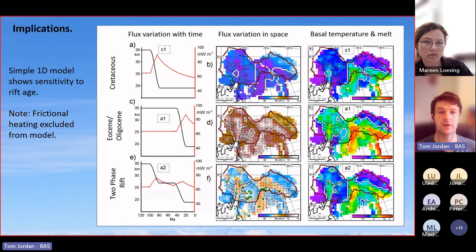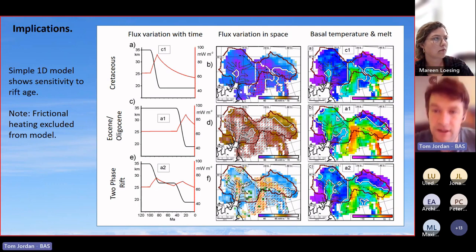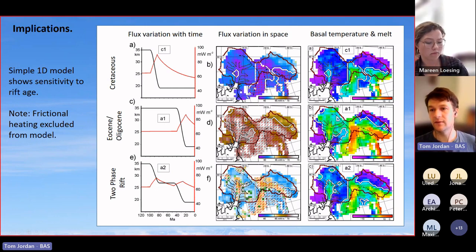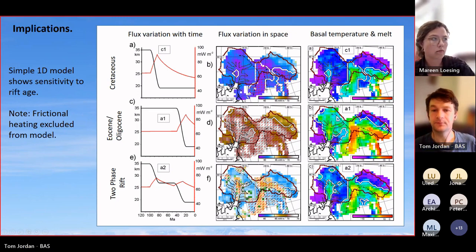But the problem that I came up against was that it depended on when rifting had happened. So in that top line where you've got Cretaceous rifting, what you end up with is the big deep basins where the crust has been thinned most are cooler and have lower geothermal heat flux than anywhere else. And the right-hand one shows the basal temperature. The model is not constraining the maximum basal temperature here, so the white outline shows where it would be melting if melting was allowed.